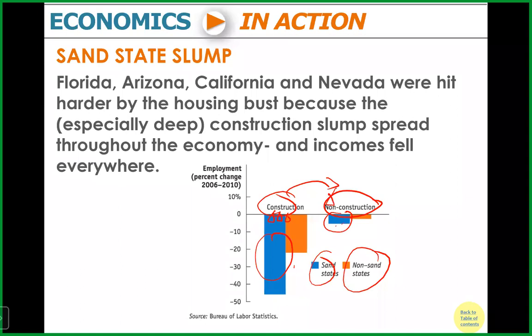right? So that's a case study to show you the existence of the multiplier, because in one sector, people lose their job, and then they lose their income, and then they are going to spend less, and that's going to translate into other sectors, right? So this is what we learned from this particular case study, okay? The multiplier is real.